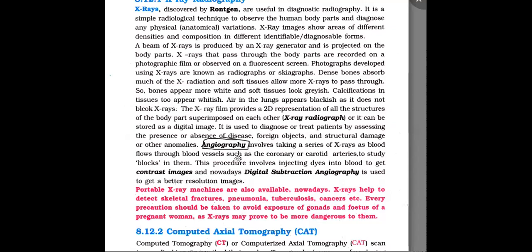So what we are doing there is taking continuous X-rays, a series of X-rays. Nowadays, as I said, we are not taking photographs or films; we are taking digital X-rays. A series of X-rays passes through the blood vessels such as the coronary or carotid artery. Coronary artery means the artery which supplies blood to the heart. Very important, isn't it? The carotid artery supplies blood to the brain. So to study the blocks in them, when the blood is flowing through these, how it flows, we are trying to identify by taking continuous X-rays.